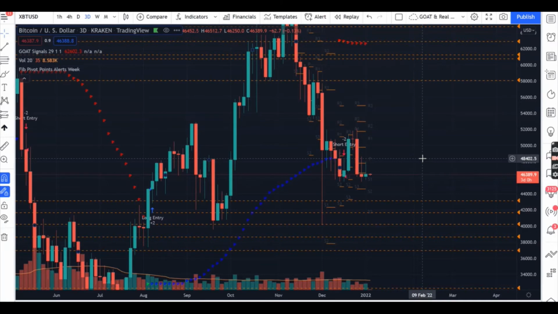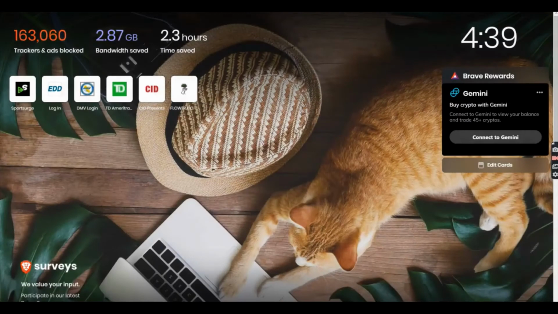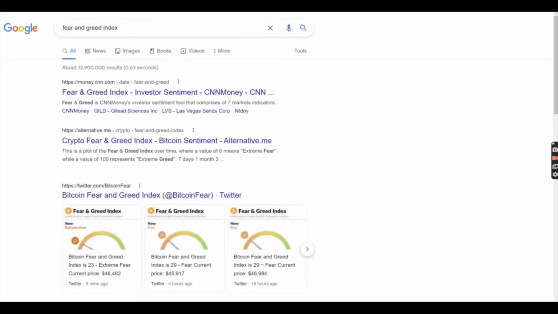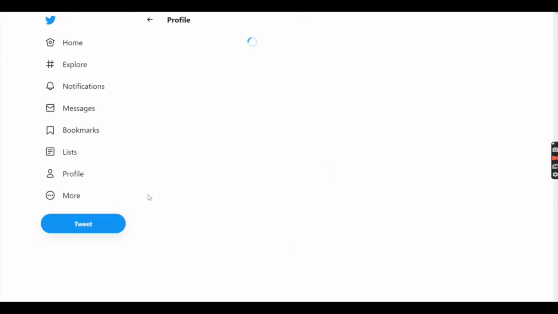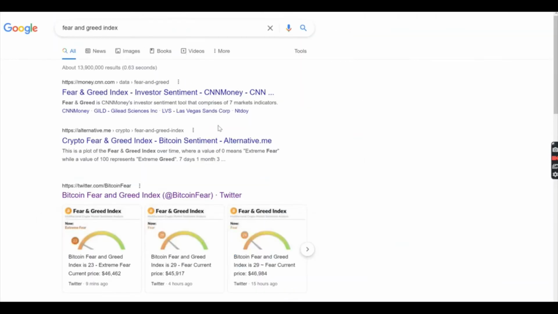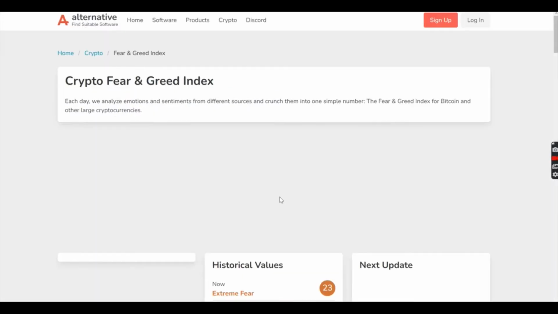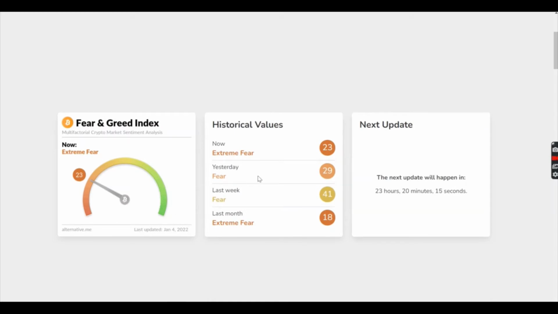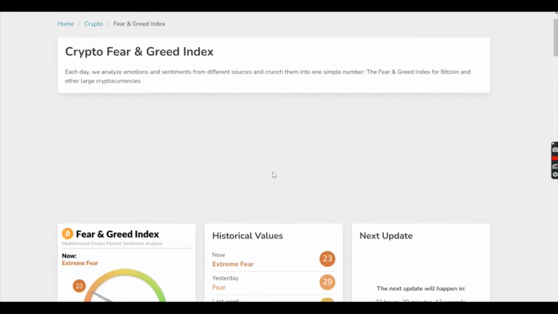And that's another thing that I wanted to show you all, the Bitcoin Fear and Greed Index for today. There we go. Right now, Bitcoin is in extreme fear at 23. So this is a good time to be accumulating, that's for sure.